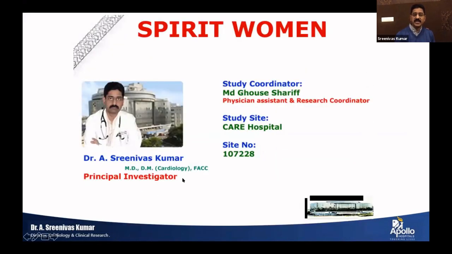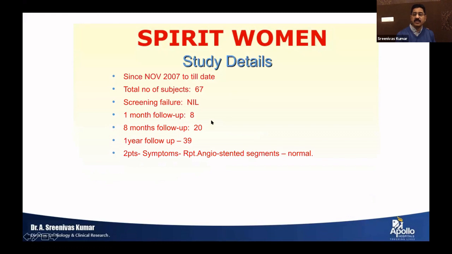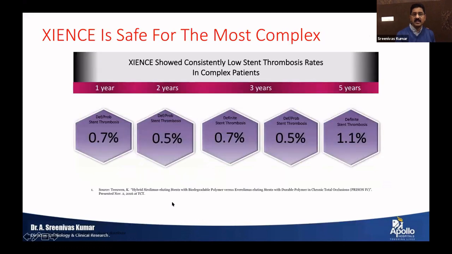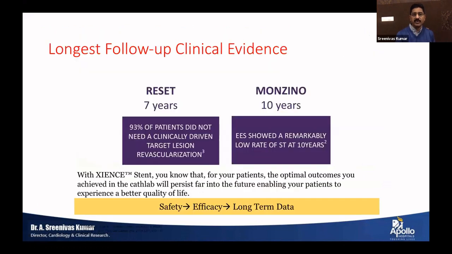This is the SPIRIT Women study. We have fond remembrance of this. Marie-Claude Morice was the principal investigator. We were the leading recruiters in 2007, and probably 67 patients were recruited. All patients did well. That's how it became the stent of choice in women in those days. Stent thrombosis rates were very low, and as it goes on and on, the thrombosis rates are much, much less, 1.1%.